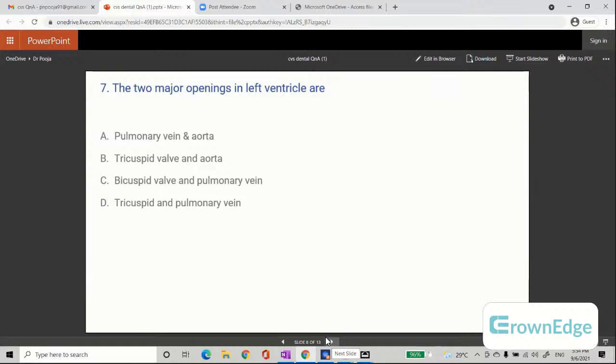The two major openings in the left ventricle are... We already discussed the two major openings. Now I want the answer from you guys. Please give the answer to question number 7. So what is the answer to question number 7, guys?